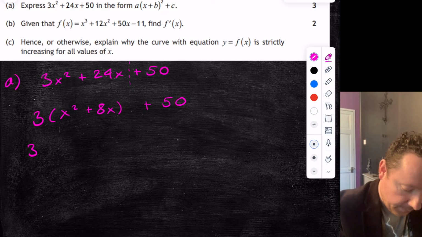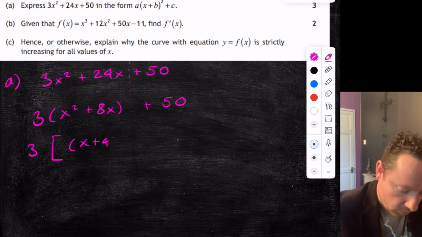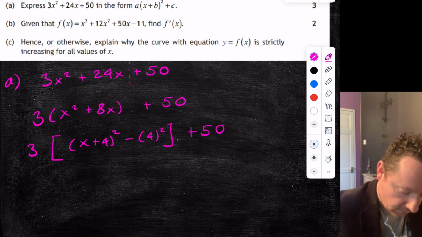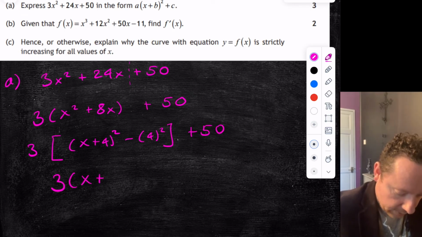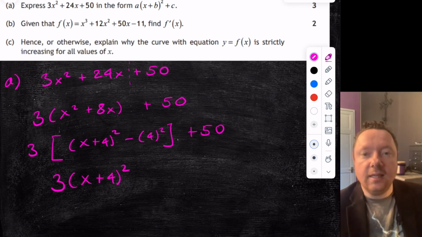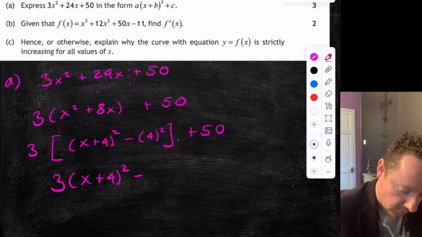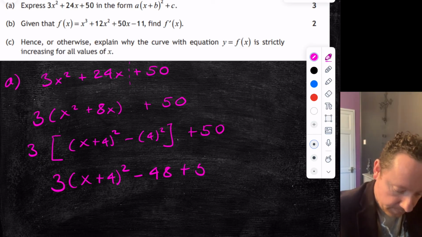So we've got 3, and then half the middle term, x plus 4 all squared, and immediately take away the 4 squared. And we've still got plus 50 on the end. So then just expanding the brackets, that's 3 times x plus 4 squared. Now 4 fours is 16. 16 times 3 is 48. So it's minus 48 plus 50. So that's 3 times x plus 4 squared, minus 48 plus 50 is plus 2.